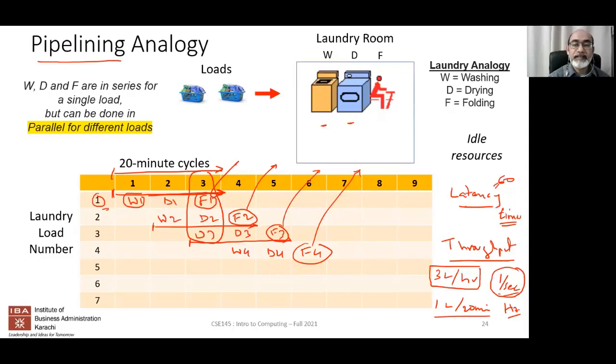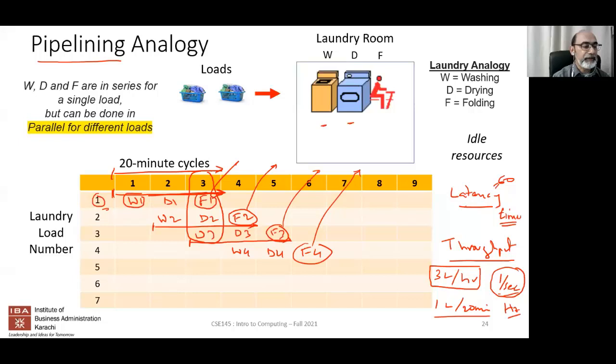So in a sense, these are two different objectives. One is from the user's point of view, the latency, and the throughput can be thought of as the objective from the laundromat owner's point of view. I hope you've understood these two terms, latency and throughput. Let's keep going.